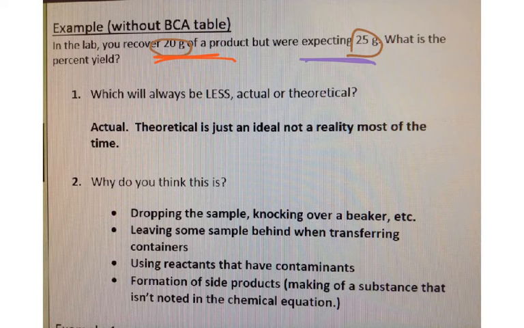So we're not even going to really do this quite yet. But the question is, which will always be less, actual or theoretical? And the reason is the theoretical is just an ideal. It's not really a reality most of the time. And why do you not always get 100%? Well, because people are making these solutions, so you can drop some of the sample, knock over a beaker. These are like lab errors. Ones that typically happen is that you'll leave some of the sample behind when transferring containers.